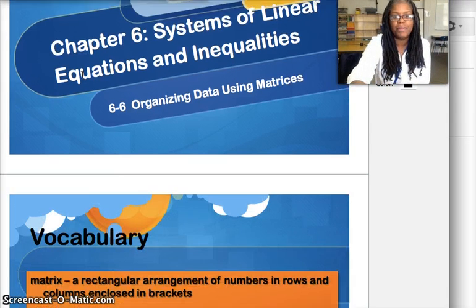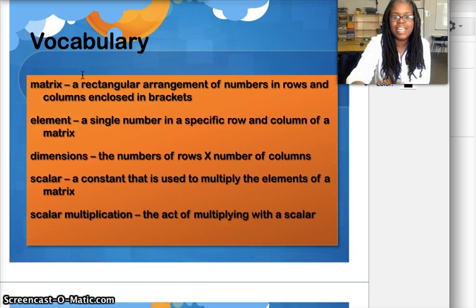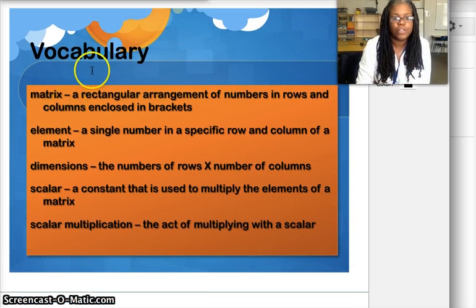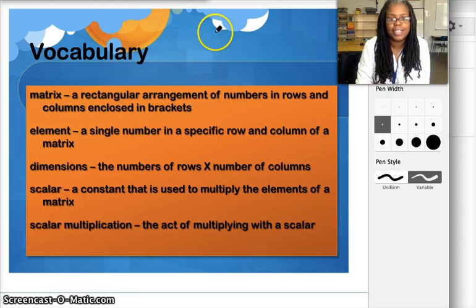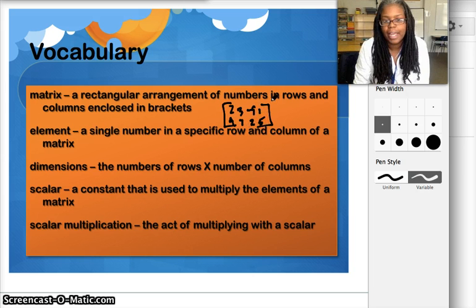We have a couple of vocabulary words to talk about. Nothing too deep. The first one is this concept of matrix. A matrix is a rectangular arrangement of numbers in rows and columns enclosed in brackets. So basically you would see something like this: 2, 4, 3, 7, -9, 2, 1, 5. And the orientation of it can be different depending on what you need it for.